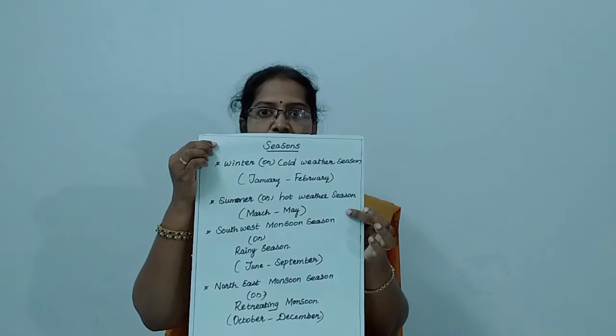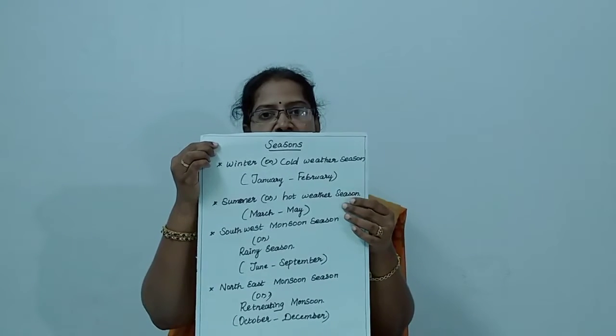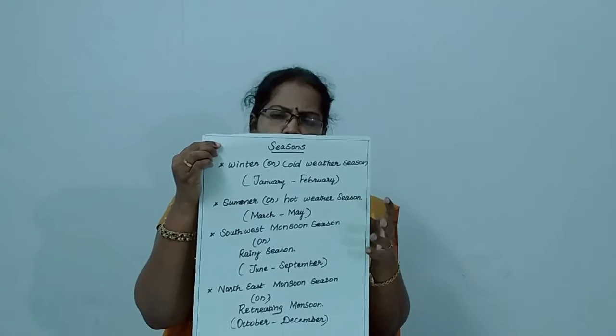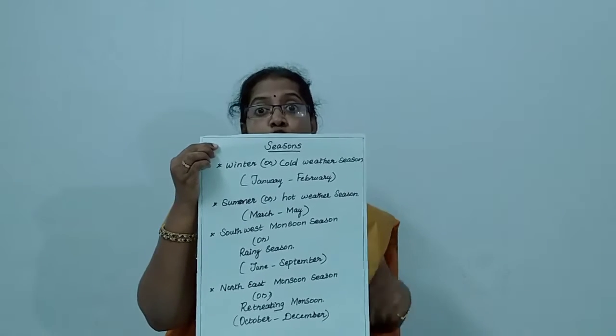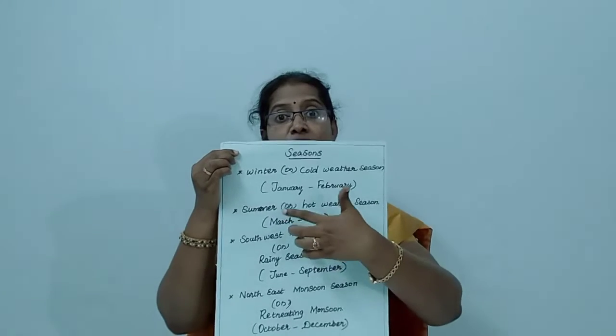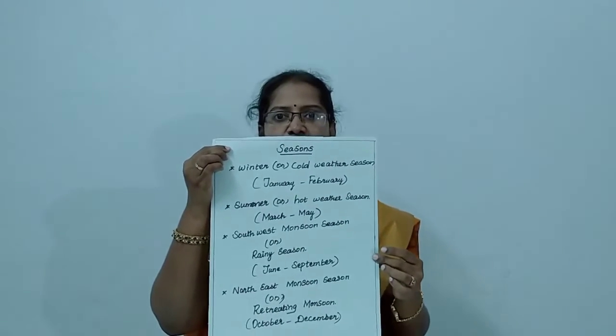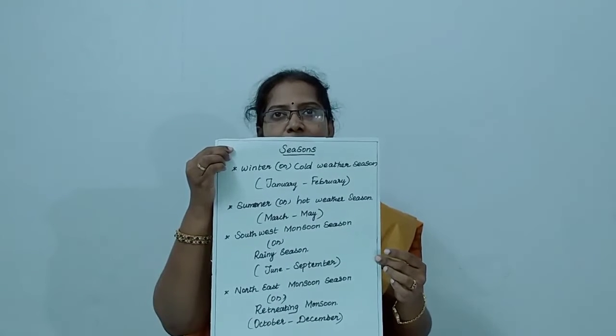Is it summer season? So in the summer season, what type of climate prevails? It's a very hot and dry climate. Okay, yeah, very hot as well as dry climate. Which month in the sense? Summer month, yes, March to May.